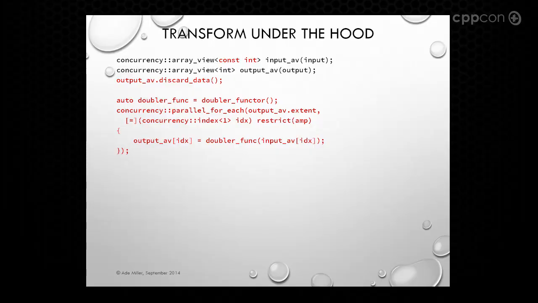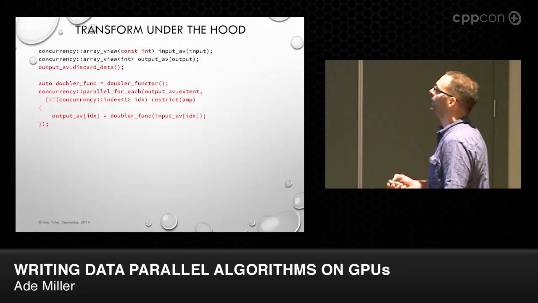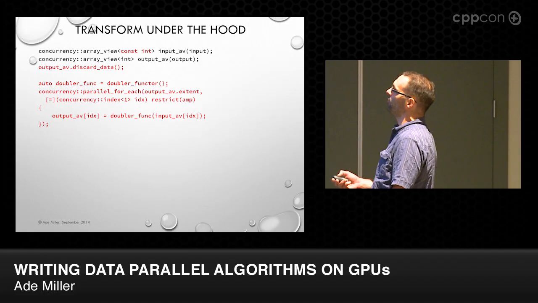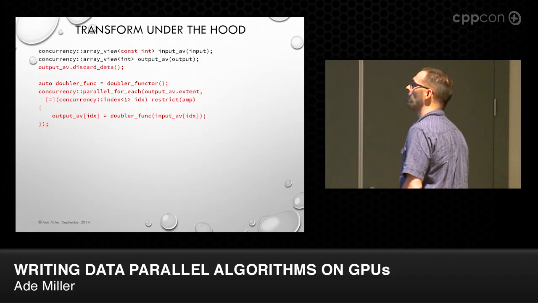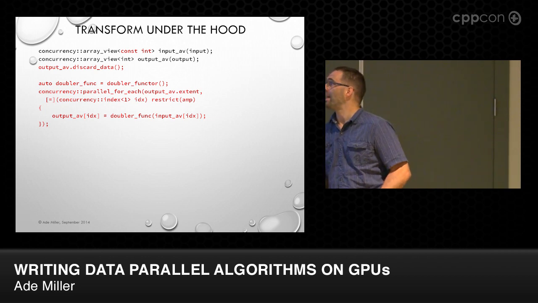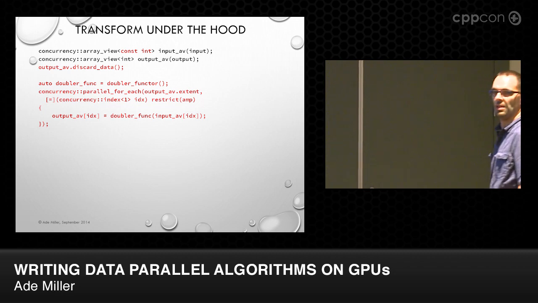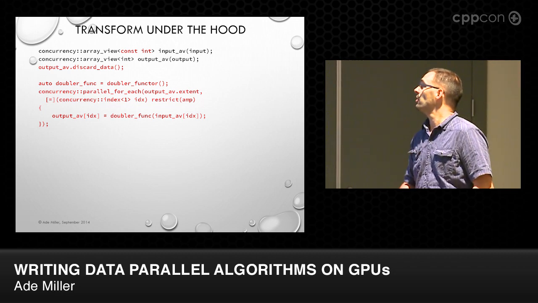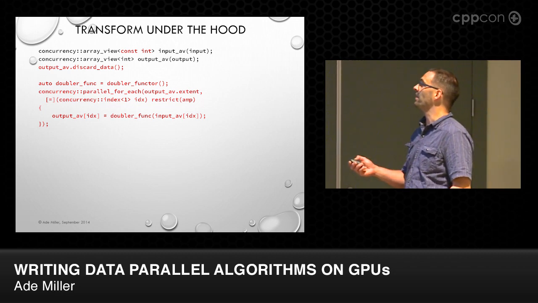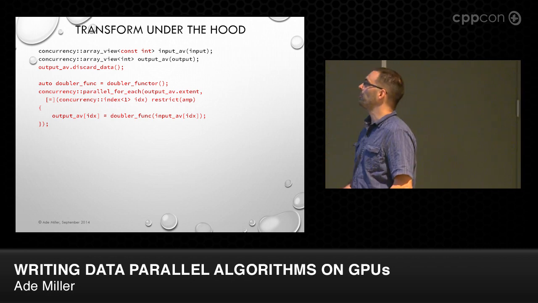So what's actually going on under the hood? What does transform do? Because transform is pretty trivial. All transform is really doing is taking my doubler functor and passing it into this overload of parallel for each, which isn't really that different from the parallel for each that you would use on the CPU. All I'm really doing here is, instead of passing in an index, I pass in a property of my view called an extent.